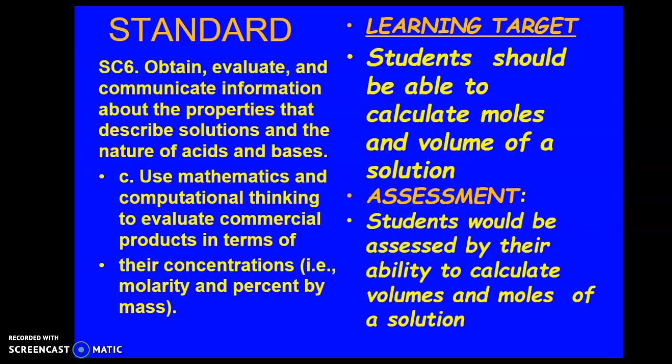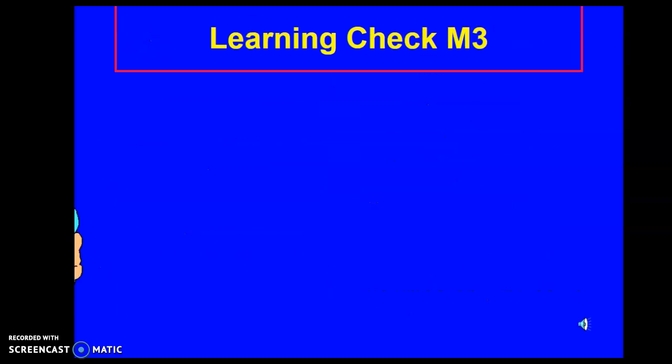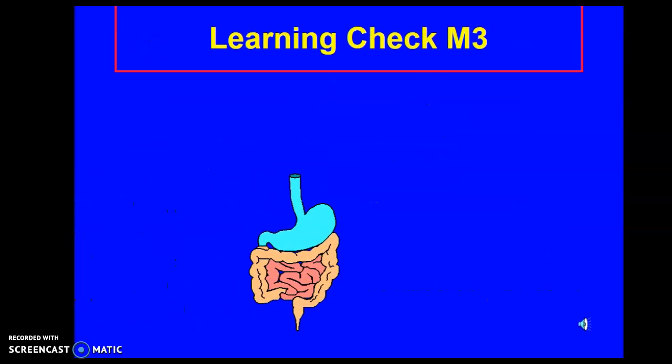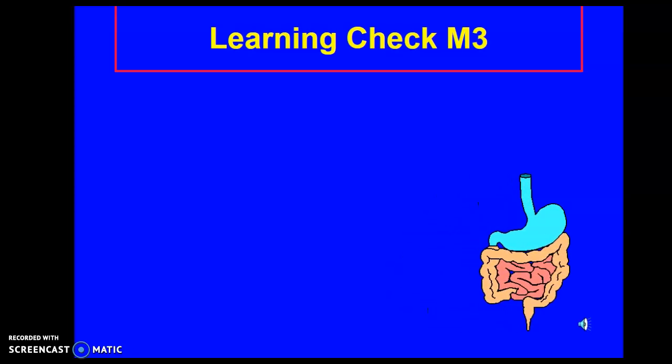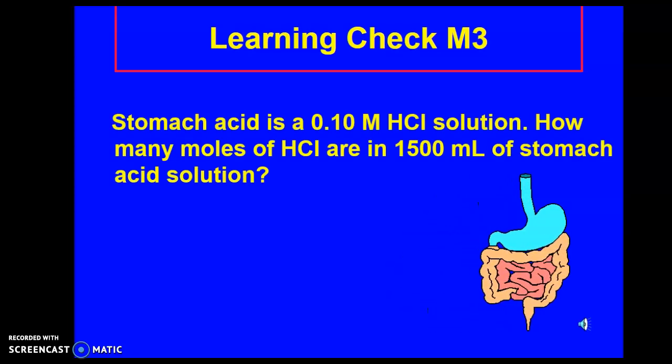Right, the second standard we're going to look at, or second section of today, is that students should be able to calculate moles and volume of a solution, which of course is more or less what we've just been doing. Stomach acid is a 0.1 molar HCl solution. How many moles of HCl are in 1500 ml of stomach acid solution? This is just a review of what we did in the last lesson. So you should be able to go ahead and solve this problem now.